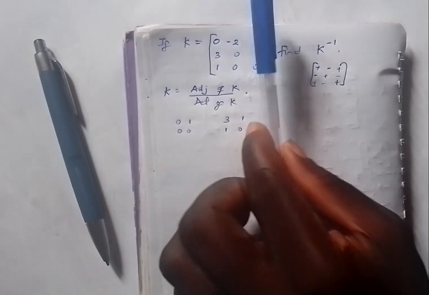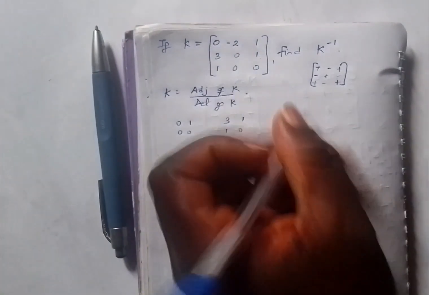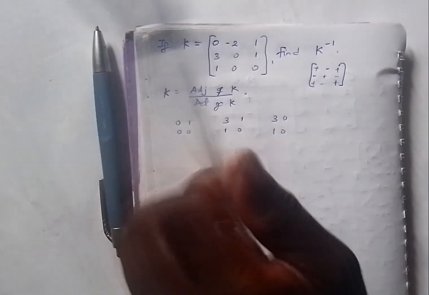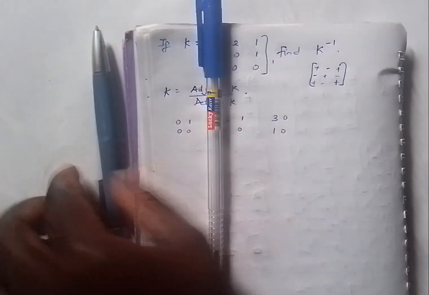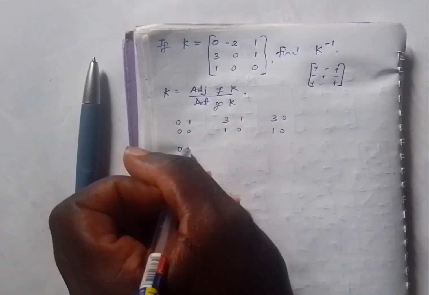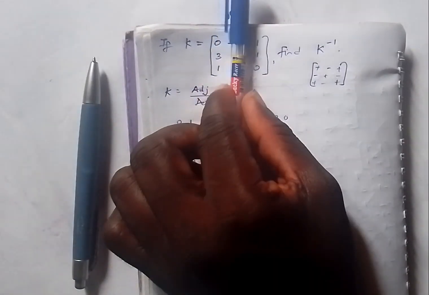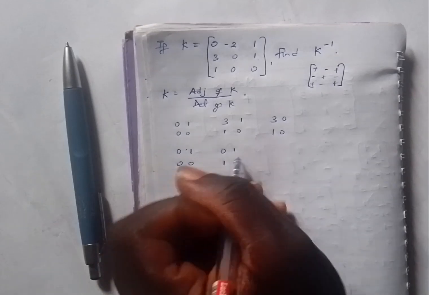When you cover the column of 1 and the row of 1, you will be having 3, 0, 1, 0. So the same thing, you do this for 3 now. We are done with the first row. Now for the 3, cover the row and the column. You will have 0, 1, 0, 0. Do the same thing for 0. Cover the column of 0 and cover the row of 0. You have 0, 1, 1, 0.